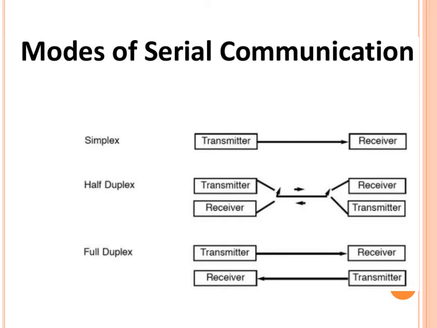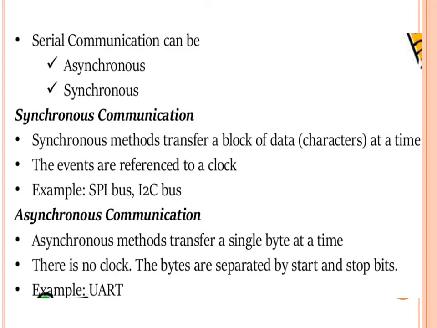So next are the modes of communication. In modes of serial communication, there are simplex, half duplex, and full duplex. These are the modes of simplex, half duplex and full duplex communication. Serial communication can be asynchronous or synchronous. Synchronous methods transfer a block of data at a time. Their events are referenced to a clock. For example, SPI bus, I2C bus.